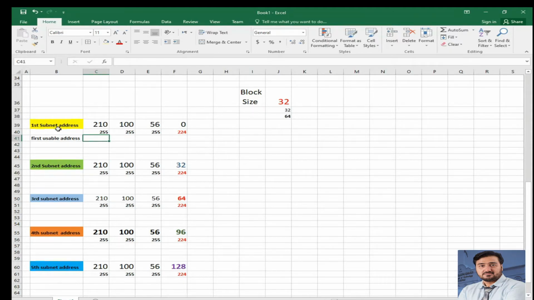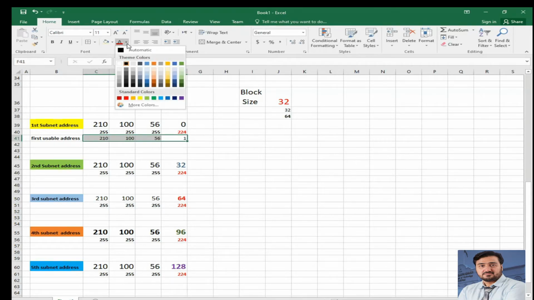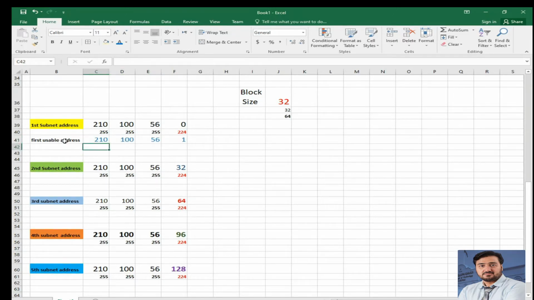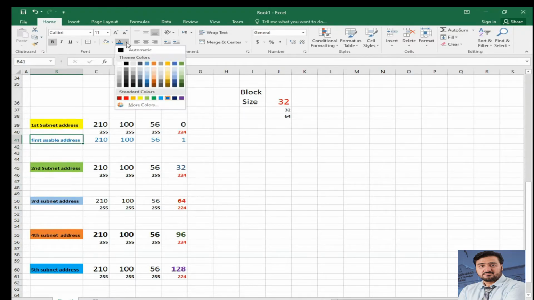So the first subnet address will be 210.100.56.0. The first usable address will be 210.100.56.1. This is our first usable address.